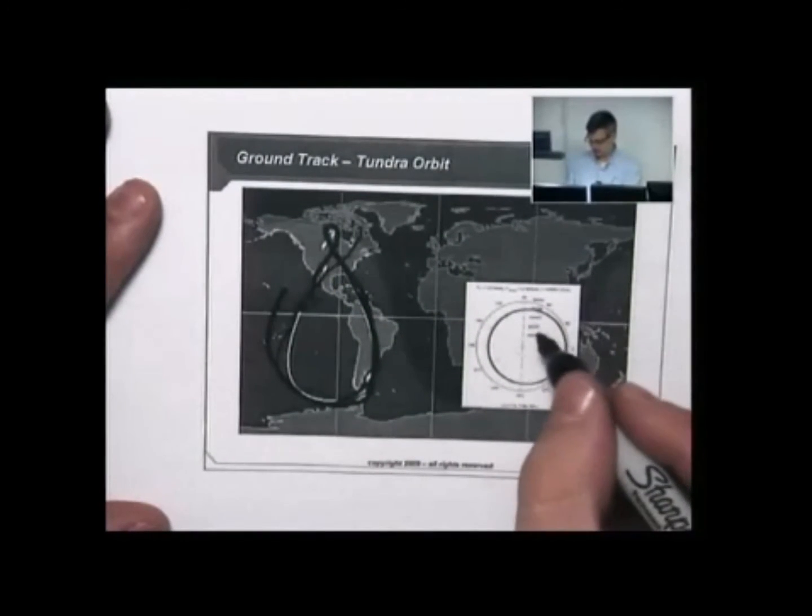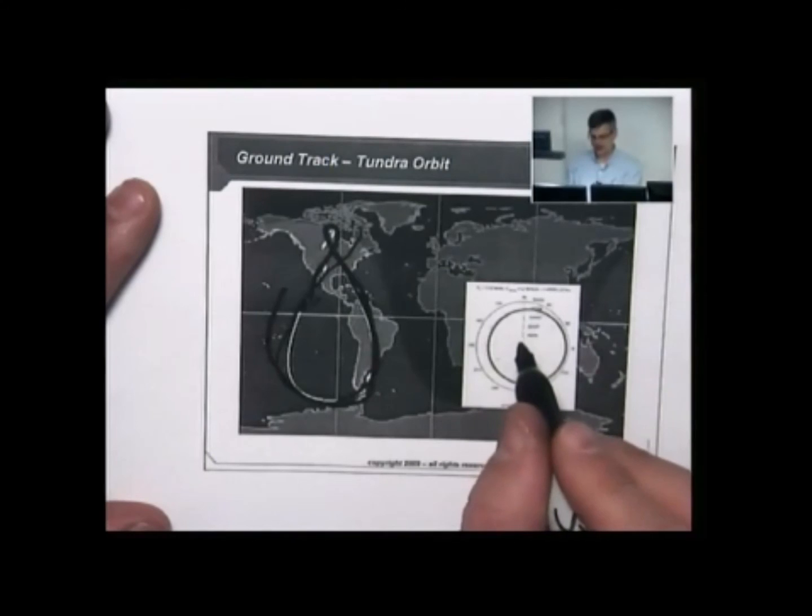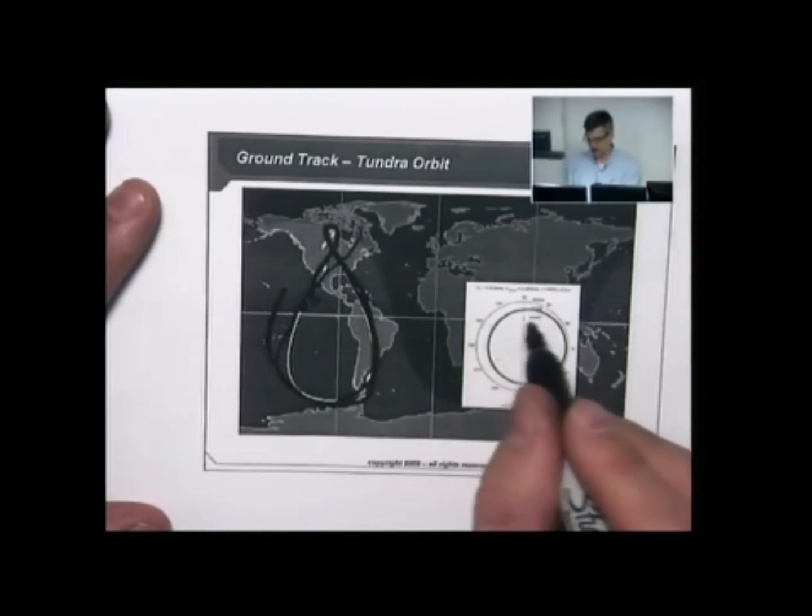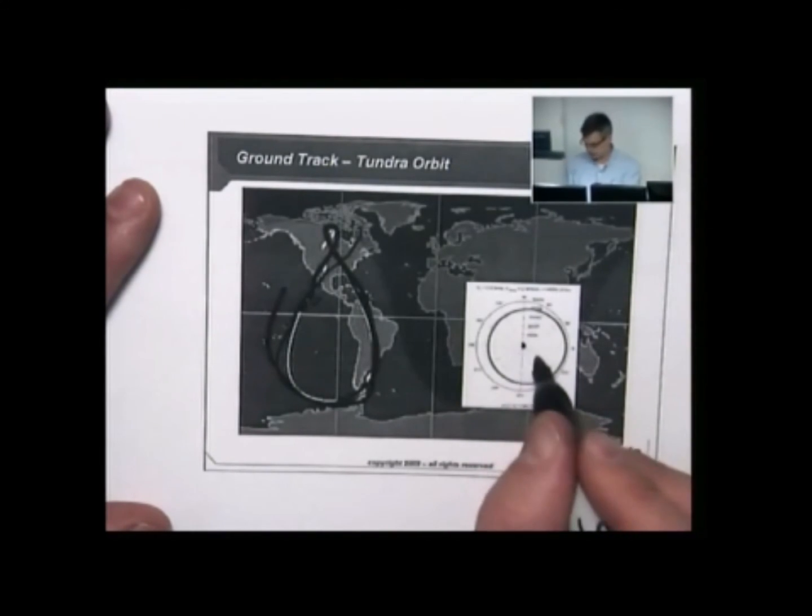Now, and here's a little mapping. You see that the Tundra Orbit actually isn't all that eccentric. So here's the center. Here's where the Earth would be.